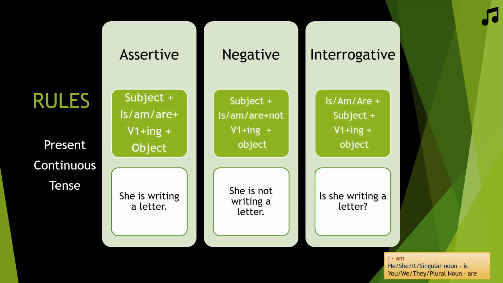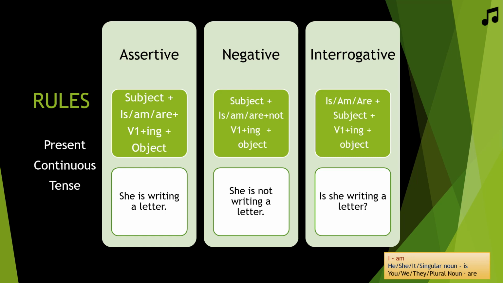As I mentioned, the subject and object do not change their position while making assertive or negative sentences. Here you can see the changes only occur with the verb. Here with the subject we are going to use is, am, are with the first form of verb with ing, and then the object. We are using the same example to clarify it. She is writing a letter. Is writing with he, she, it.